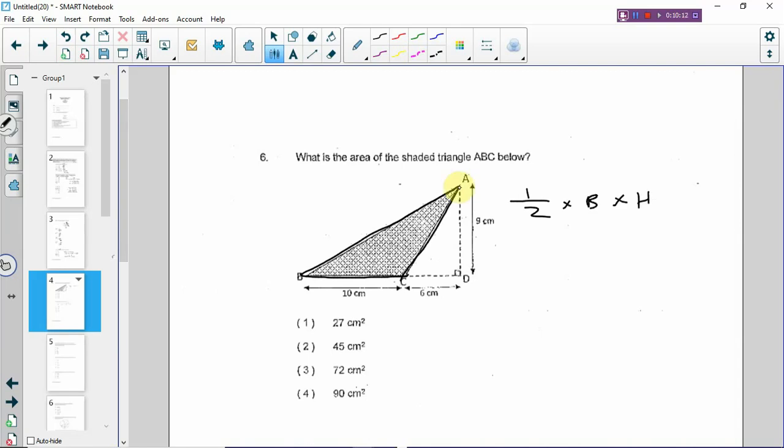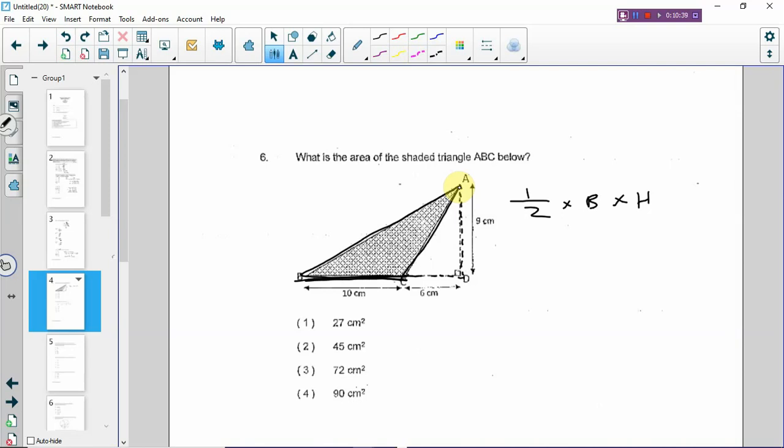To recognize the base and the height, they both must be at right angles to each other. For example, if this is the base, which has to be one of the three sides of the triangle, then the height must be at right angle to the base, right? If you don't see a line that's at right angle to the base, then there's no height. You can't have the height. So the height must always be at right angle to the base.